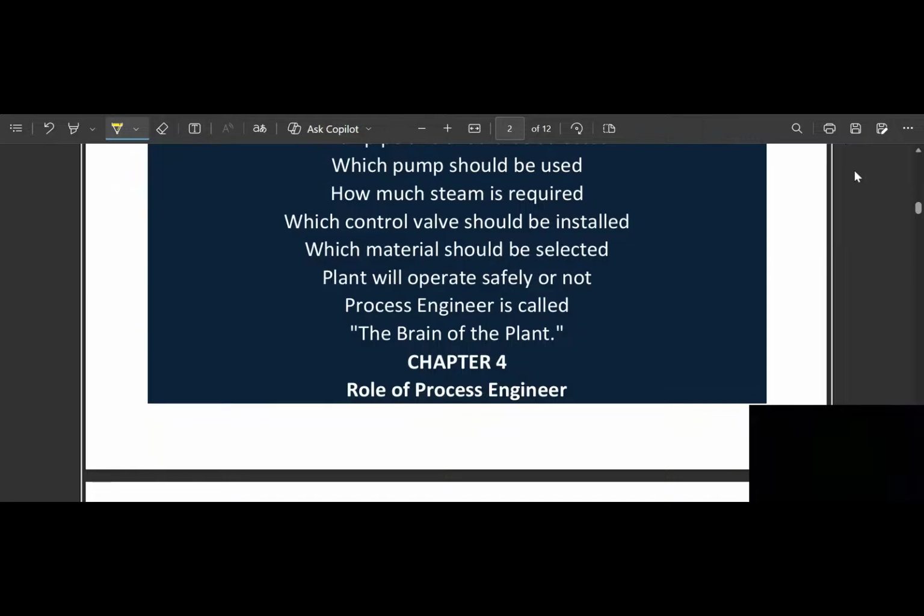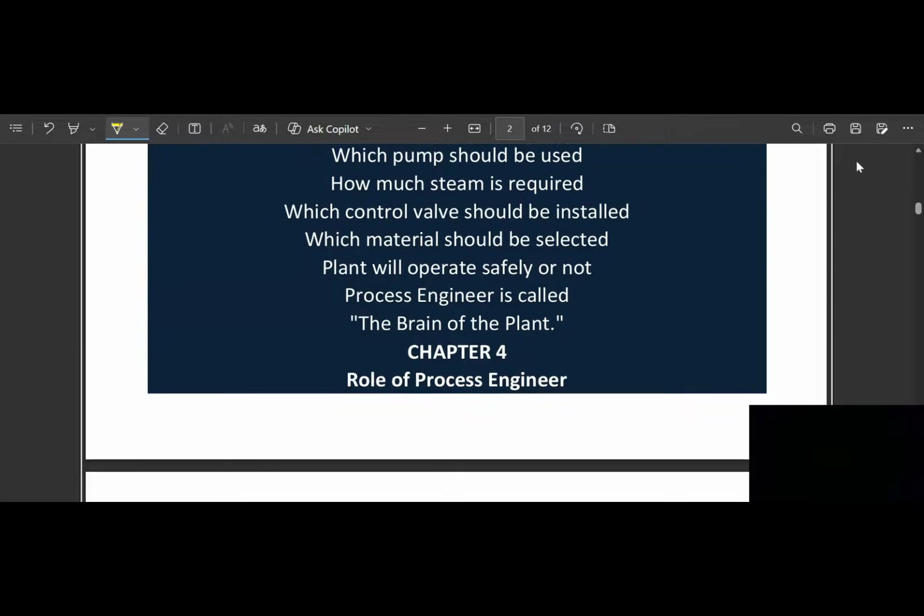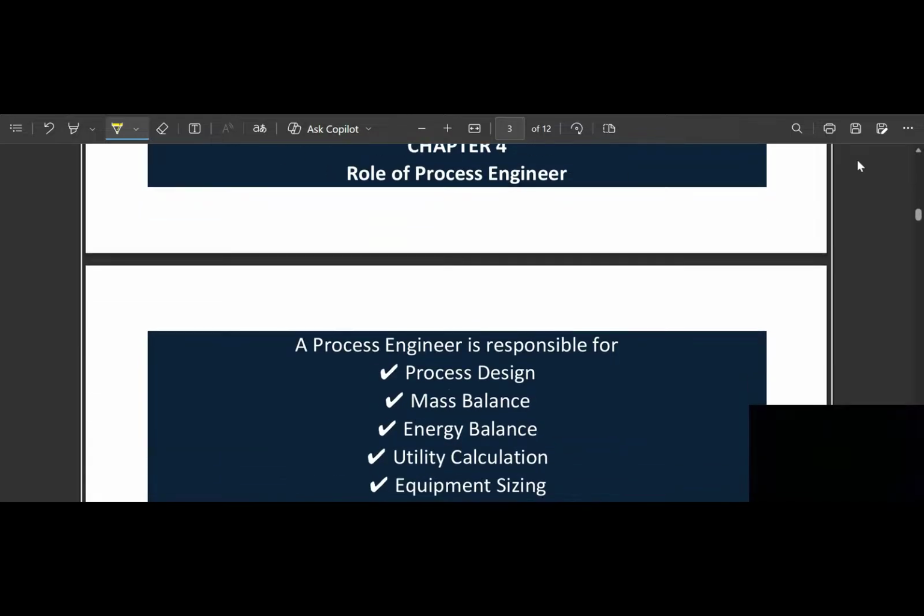Okay, so we, the process engineers, are the responsible persons for the selection of equipment: pumps, control valves, to carry out the process safely and efficiently. So what is the role of a process engineer?